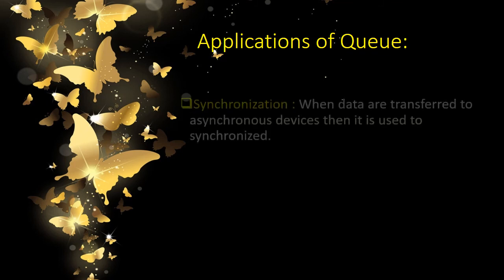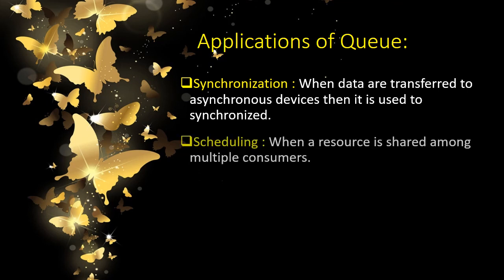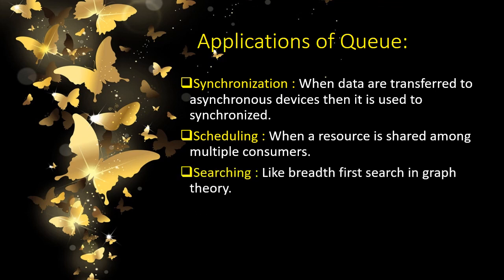Queue applications: synchronization, used when data is transferred to or from an asynchronous device. So the queue helps to synchronize the data. Also scheduling: in OS process scheduling, a queue is used. A resource means any file, software, or hardware, anything is considered a resource. While it is shared among multiple consumers, the schedules are allotted through the queue, so we can decide who has to use it first.